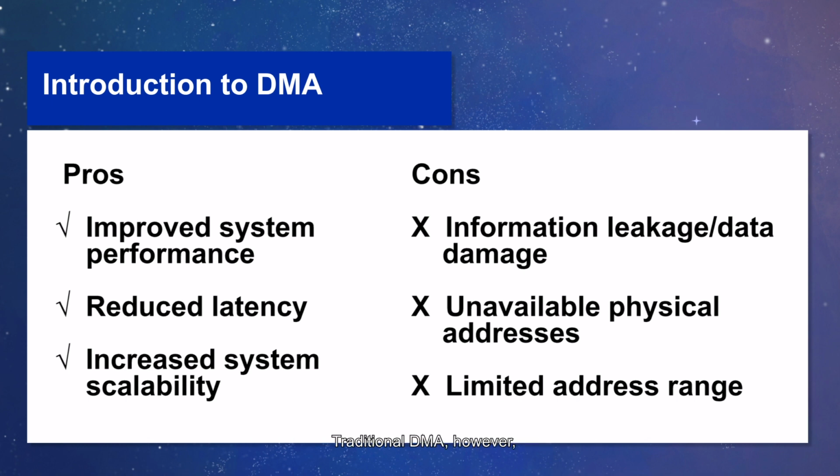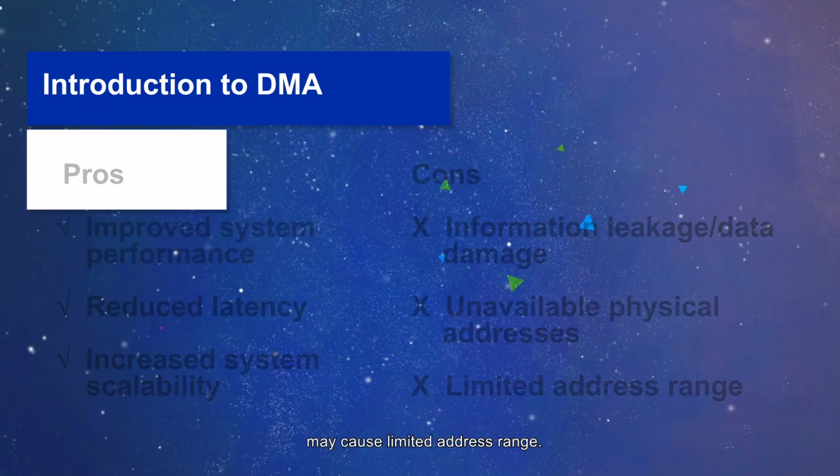Traditional DMA, however, allows memory to be accessed through physical addresses, which is likely to introduce problems. For example, an illegal address may cause information leakage or data damage. Memory fragmentation may cause physical addresses to be unavailable because of high continuity requirements. And limited device address bit widths may cause a limited address range.